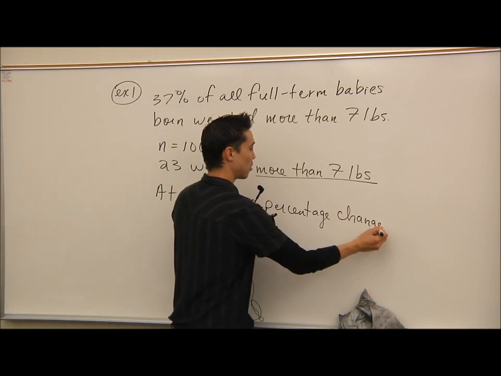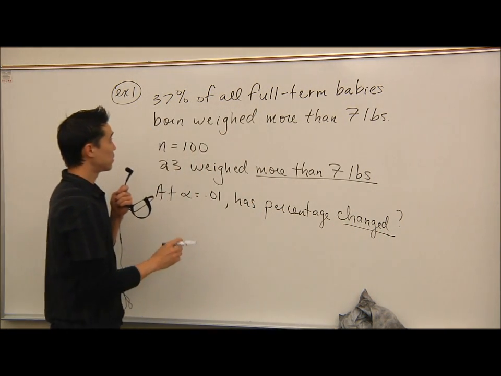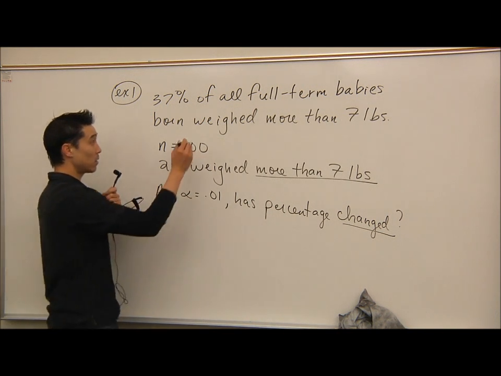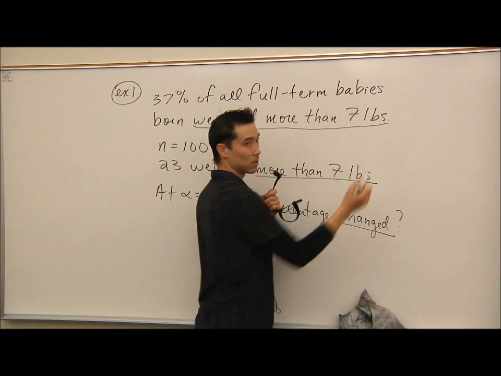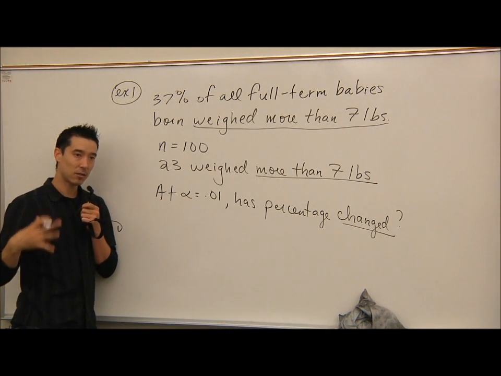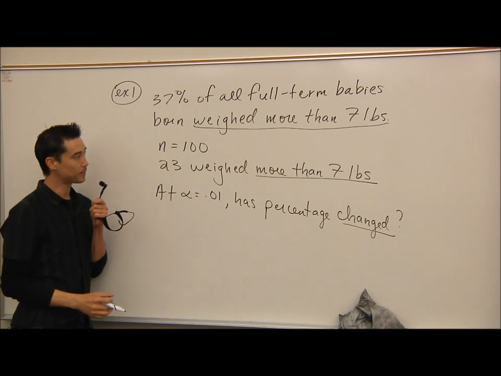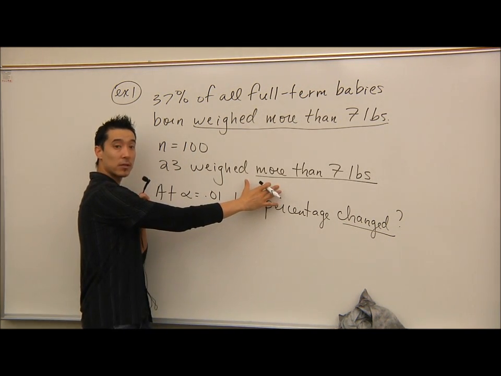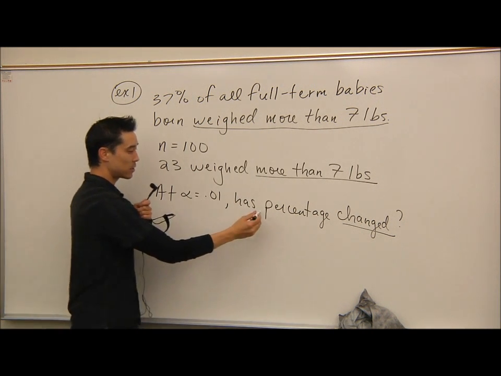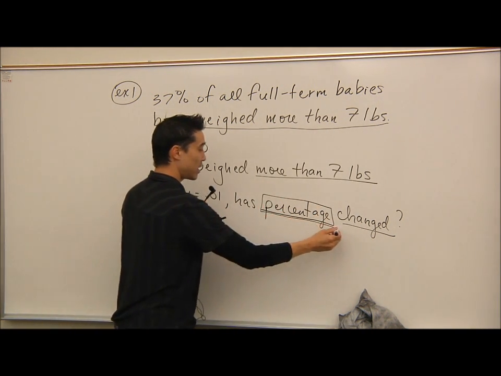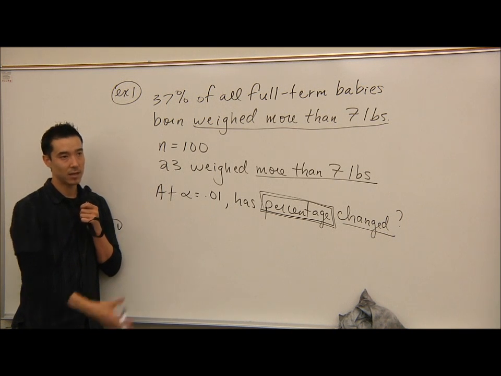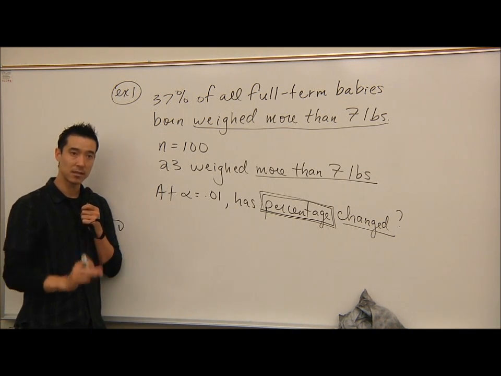So this was our given from previous records: 37% of all full-term babies born weighed more than 7 pounds. Weighing more than 7 pounds is our characteristic of interest. So we have a percentage of the population, and their characteristic of interest is weighs more than 7 pounds at birth. Then this year, we have a new sample, 100 babies, 23 of them have this characteristic of interest. Now the question, alpha equals 0.01, has the percentage or proportion changed? It doesn't say anything about average or mean or standard deviation, which is all over the previous problems we've done. Today's is percentage, proportion. Has the percentage changed? That is a z-test for the proportion.